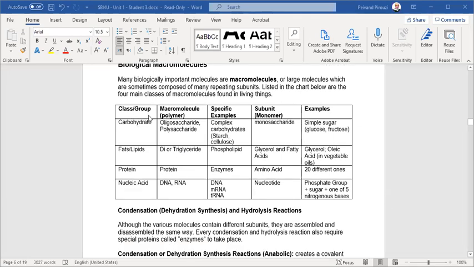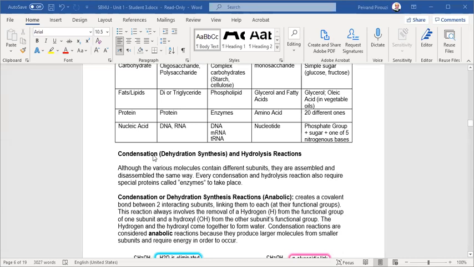Another class or group of macromolecules are nucleic acids. So here we can give the example of DNA and RNA. So the specific examples again are already there. We have mRNA or messenger RNA. We have tRNA or transfer RNA. And the monomers for them are nucleotides that we're going to see as well. And the components are a phosphate group, plus a sugar, plus one of the 5 nitrogenous bases. These are purine and pyrimidine bases. We don't go over that today. Of course, we'll go over this when we look into genetics.